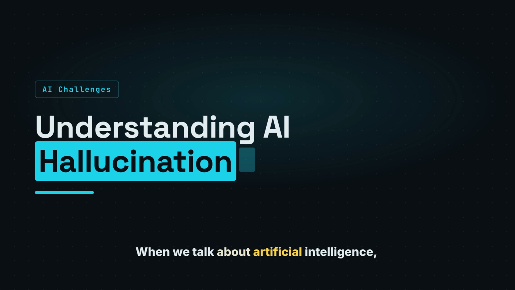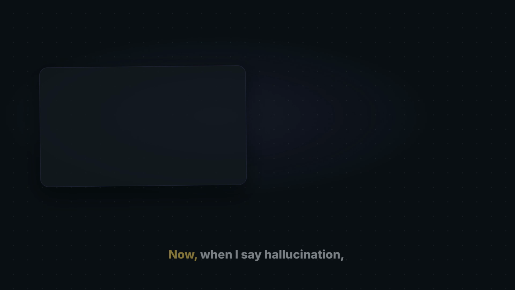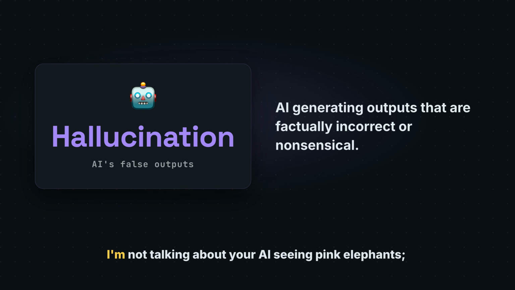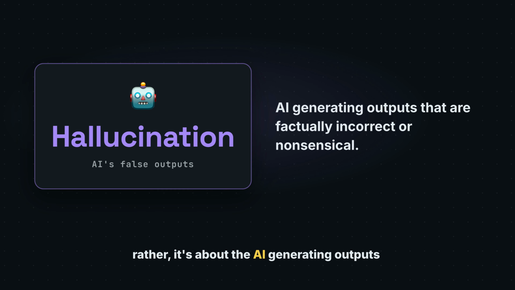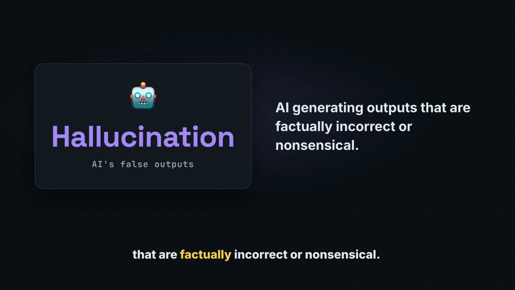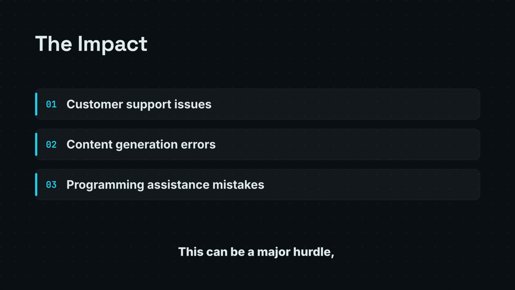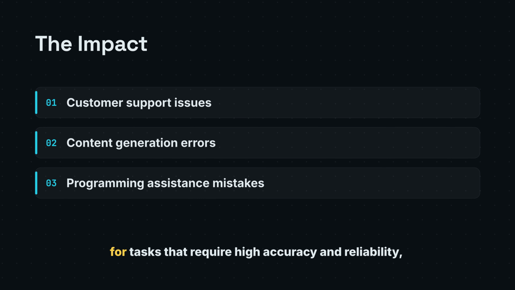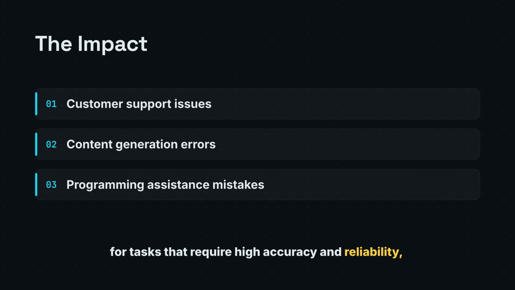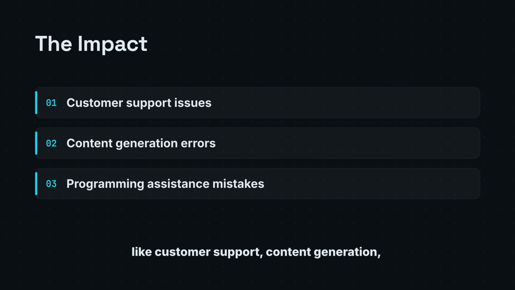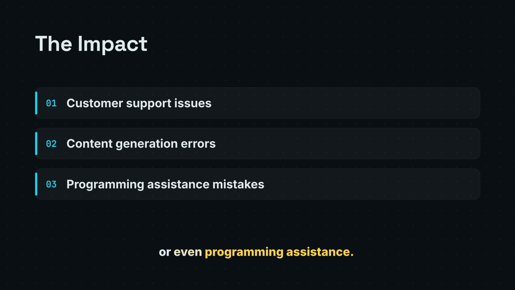When we talk about artificial intelligence, particularly large language models, one of the most intriguing yet challenging phenomena is what we call hallucination. Now, when I say hallucination, I'm not talking about your AI seeing pink elephants. Rather, it's about the AI generating outputs that are factually incorrect or nonsensical. This can be a major hurdle, especially when you're relying on these models for tasks that require high accuracy and reliability, like customer support, content generation, or even programming assistance.